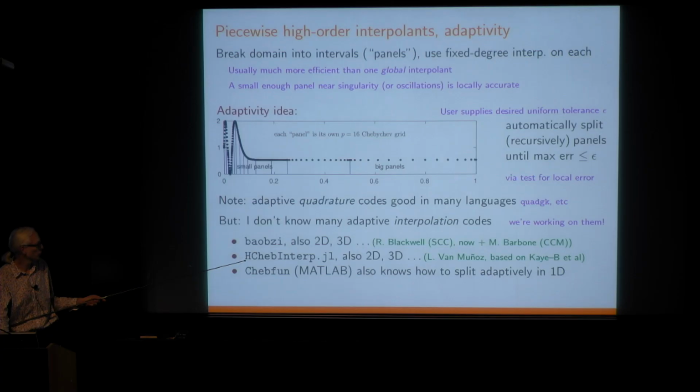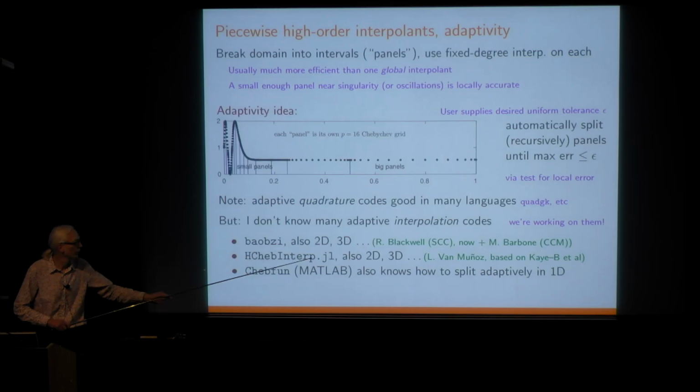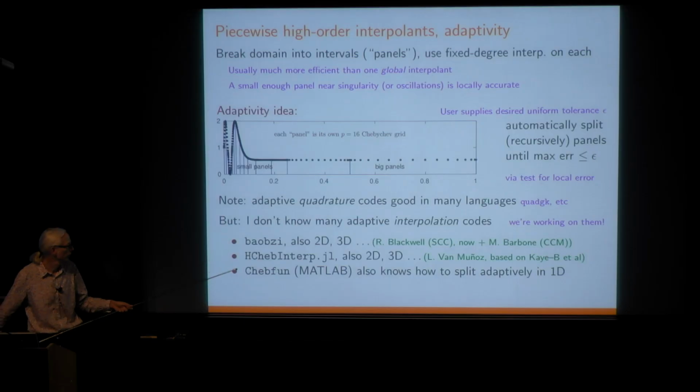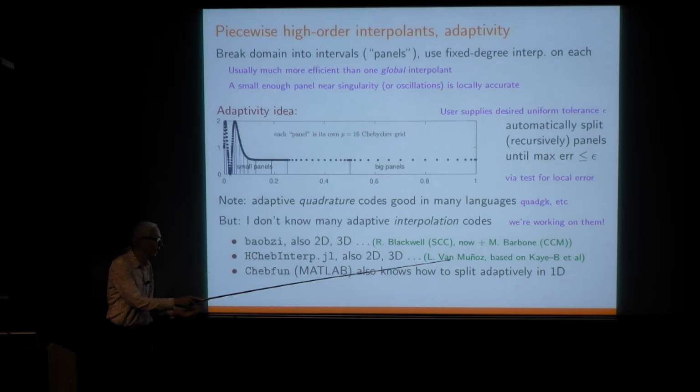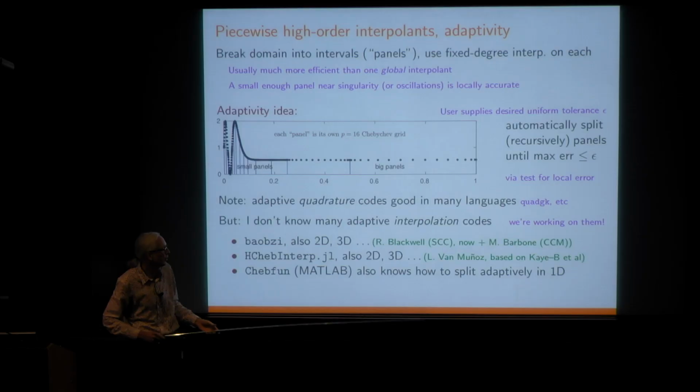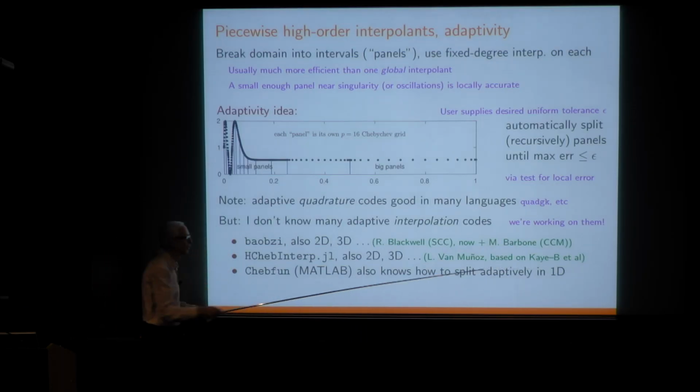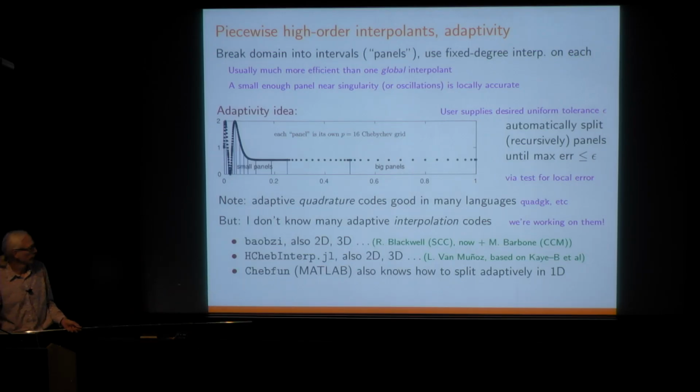And then another Julia-specific one is H-Cheb-interp, where H stands for H refinement, which is what making these panels smaller is sometimes called. This is by our collaborator Lorenzo van Munoz, who's Steven Johnson's grad student at MIT, based on stuff that Jason Kay and I and him all came up with for applications in band structure. So, okay, ChebFun I mentioned already. Okay, so there is a bit of a need for better or more widely used code on this.